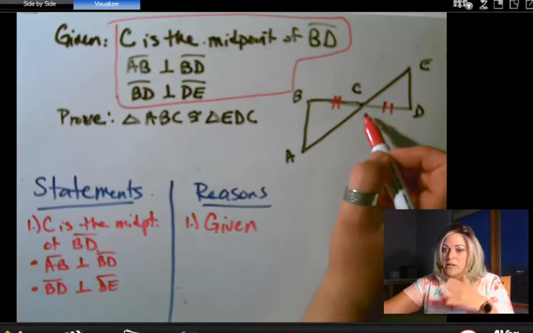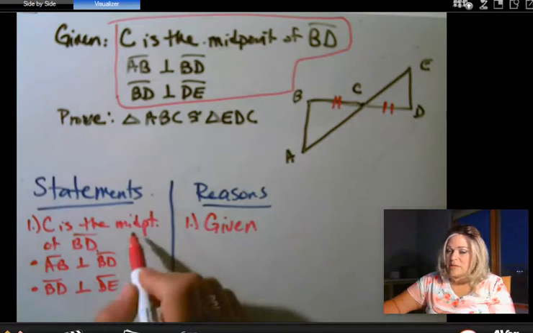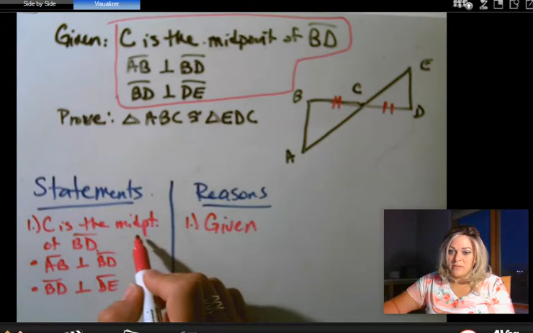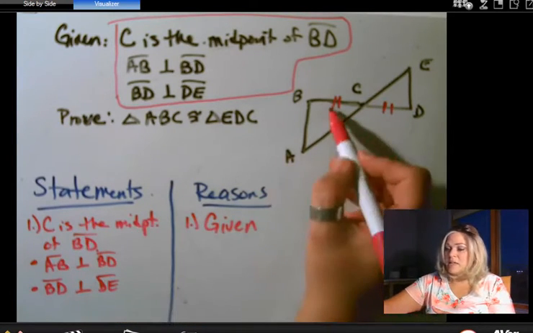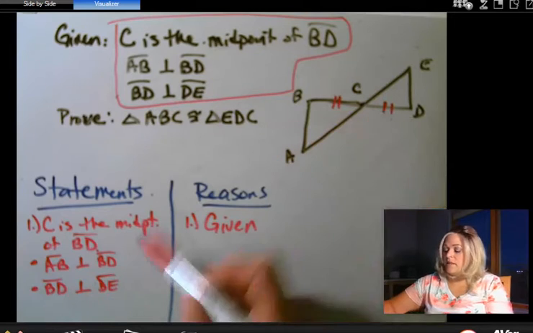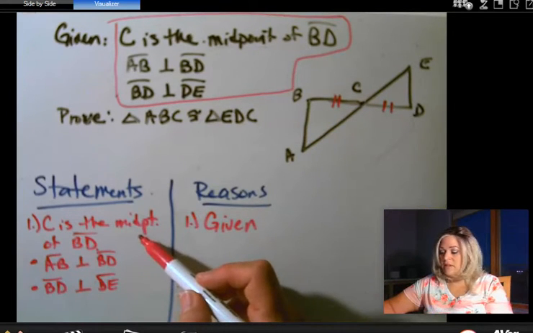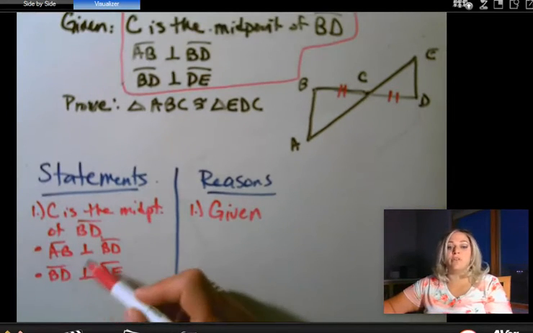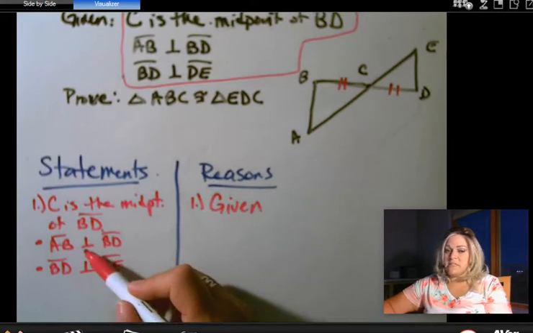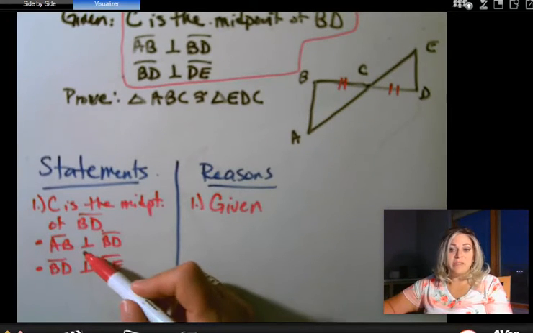So how do I know they're congruent? Because of that word midpoint. Midpoint means it's cut perfectly in half. Okay, so I say, okay, that's one thing I know. And then I look down here, and again, if you don't know what the symbol means, go look it up. But this means perpendicular, and that means they intersect at a 90-degree angle.